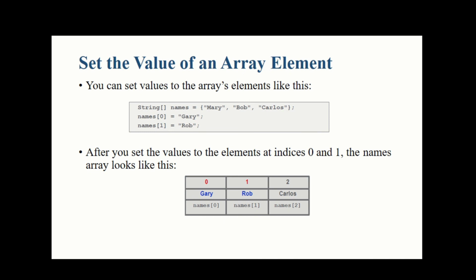Now if you specify the array like this and you want to change a value, you can specify the index as I said and give it the new value. Mary is in index 0, Bob in index 1, and Carlos in index 2. If you say names index 0 equal Gary, that will remove Mary from here and put Gary instead of it. And the same thing, if you say index 1 equal Rob, that will store the value instead of Bob. So that will be the final values of the array. I changed the values in index 1 and index 0 as well, but index 2 is still the same, I haven't changed it yet.